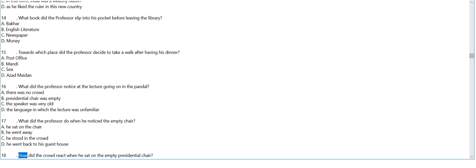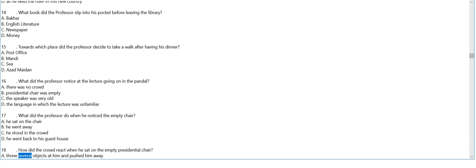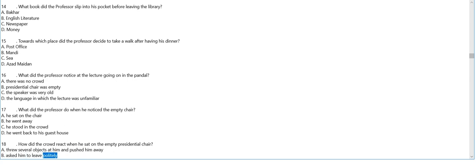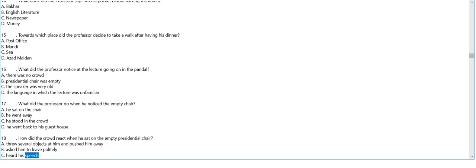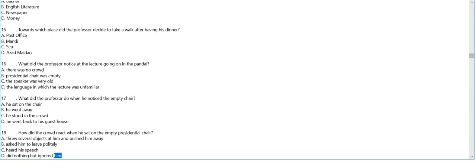18. How did the crowd react when he sat on the empty presidential chair? A. Threw several objects at him and pushed him away. B. Asked him to leave politely. C. Heard his speech. D. Did nothing but ignored him.